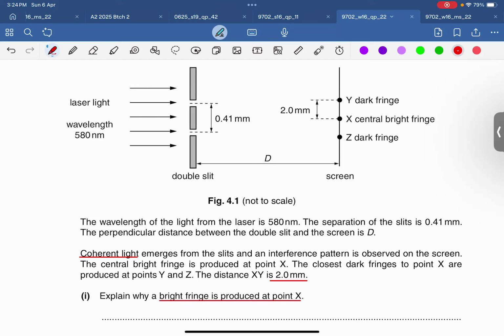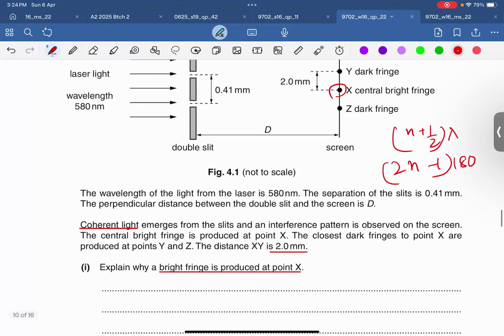If they had asked generally for any random maxima, then for a random maxima you say n lambda for the path difference and 360 times n for the phase difference, and for destructive interference you say n plus 1/2 lambda for the path difference, and 2n minus 1 times 180 for the phase difference. But over here they are specifying the central brightest fringe. So for that you have to specifically address those two things, right?